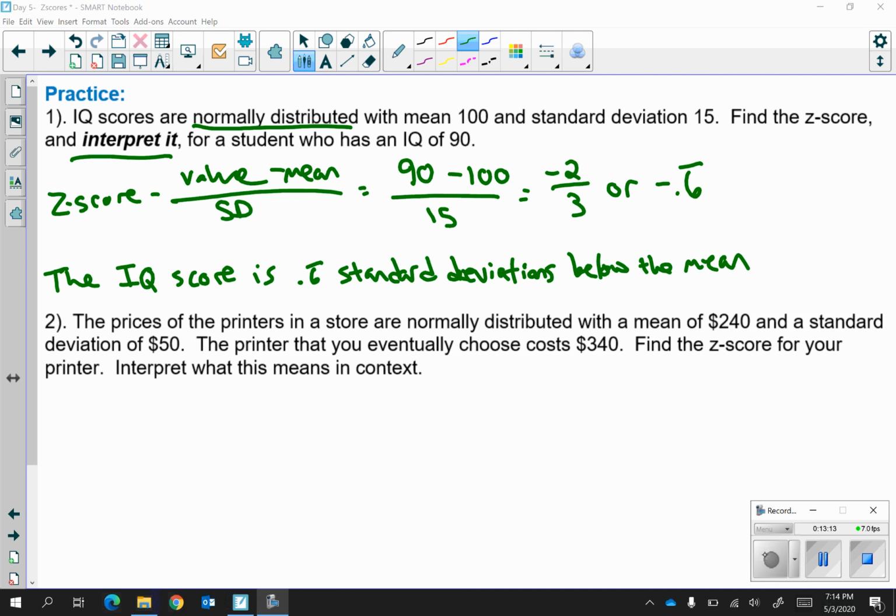Now, actually, before I said the IQ score is negative 0.6 repeating standard deviations below the mean, you don't have to say the negative because you already said below, which indicates that it is negative, right? And yeah, the person definitely needs to study more because the person has an IQ score lower than the average one.